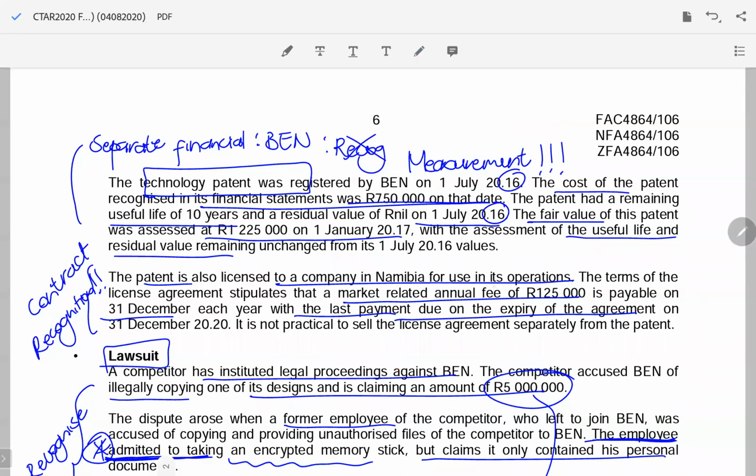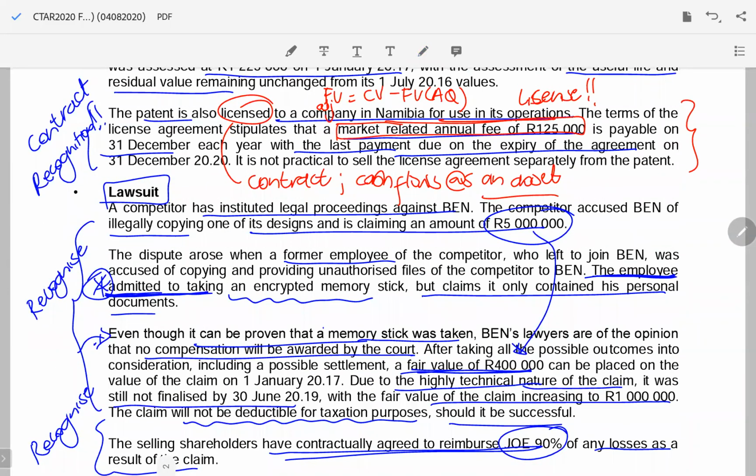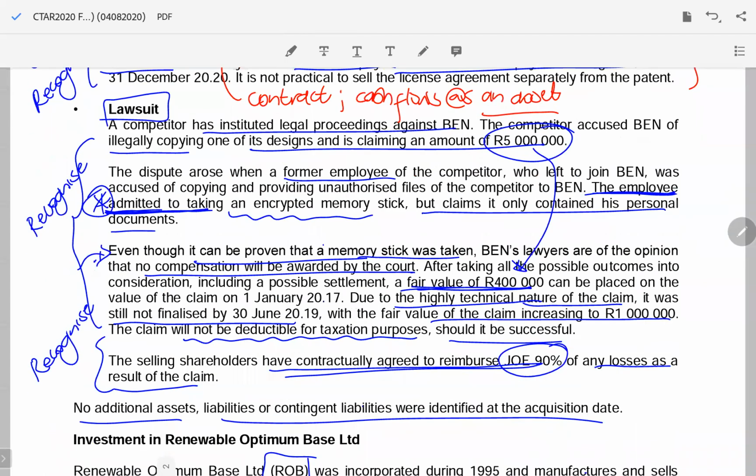Then we have the lawsuit. When it comes to the lawsuit, it was a matter of understanding: can we recognize the lawsuit as a contingent liability? What did you conclude? Were you going to recognize the lawsuit as a contingent liability?